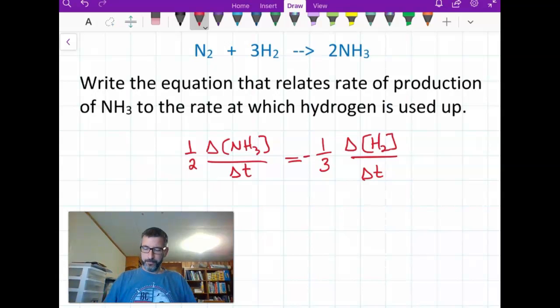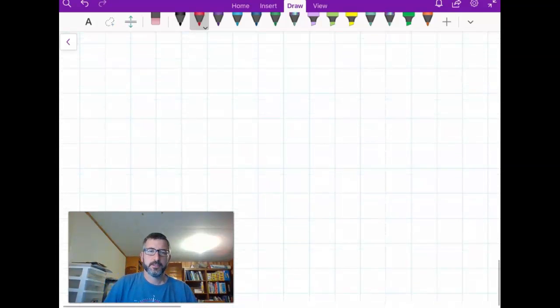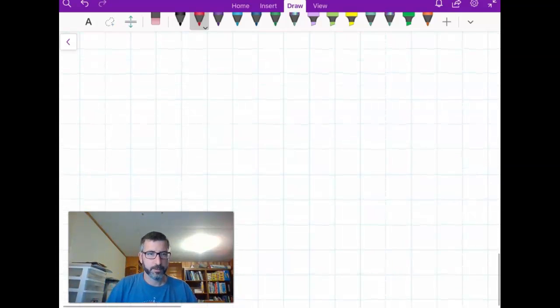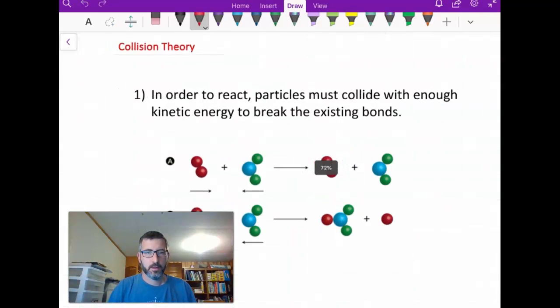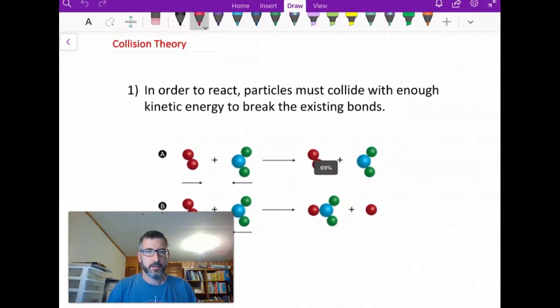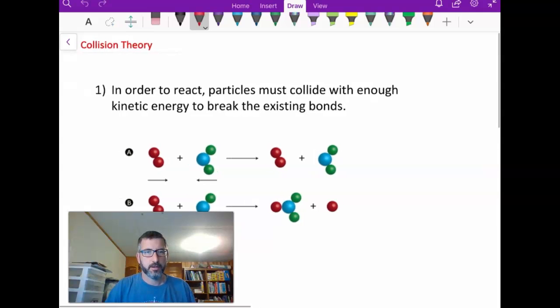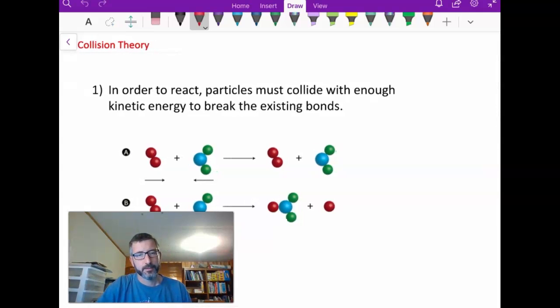change. Okay, the last thing we want to talk about is collision theory. This concept is pretty simple, pretty straightforward. All right, so collision theory, there are your notes, and that picture is borrowed actually from the CK12 reading.